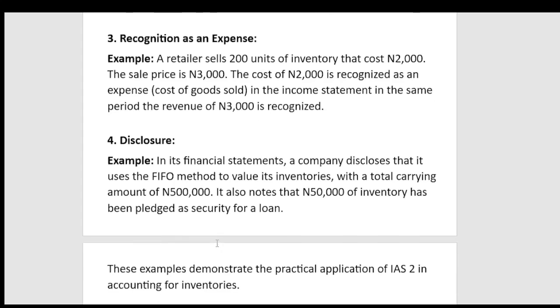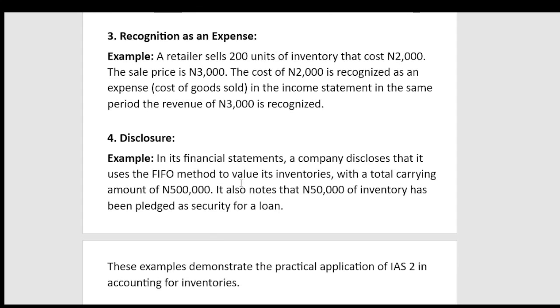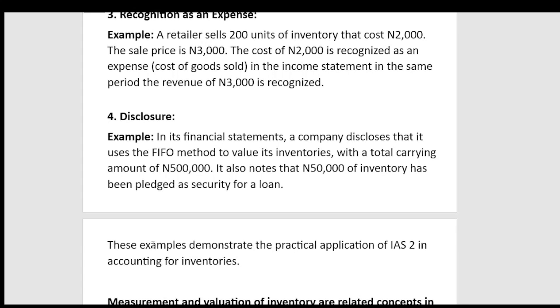What are we disclosing? Example. In the financial statement, a company discloses that it uses the FIFO method to value its inventory with a total carrying amount of 500,000. It also notes that 50,000 of the inventory has been pledged as security for a loan. This example demonstrates the practical application of IAS 2 in accounting for inventory.